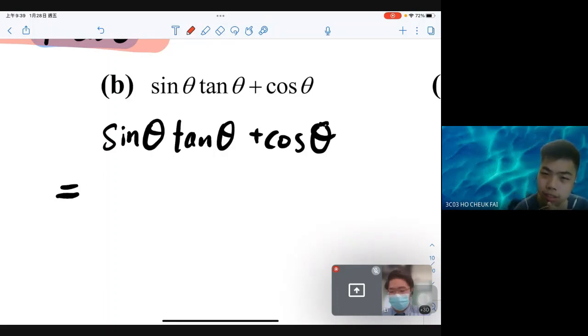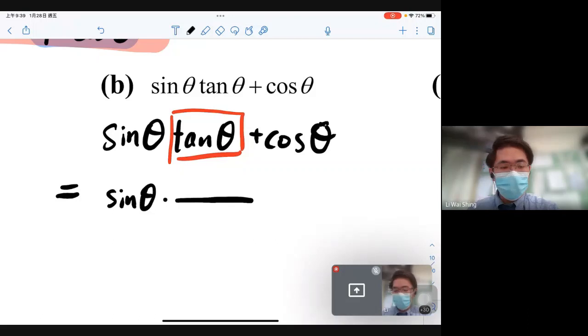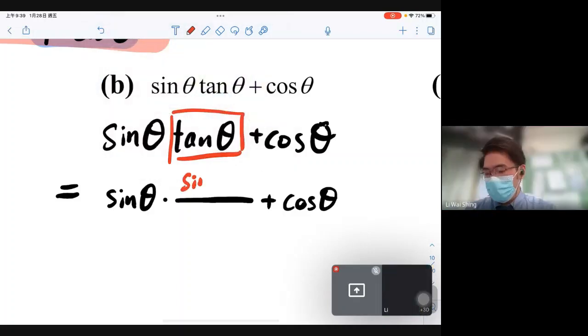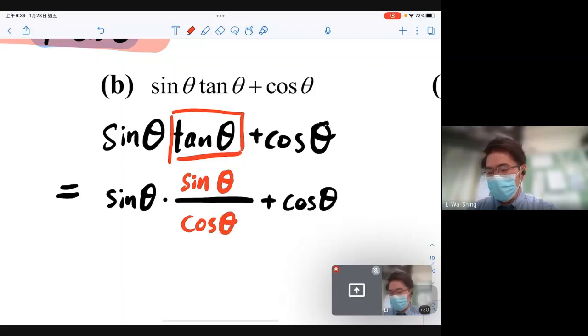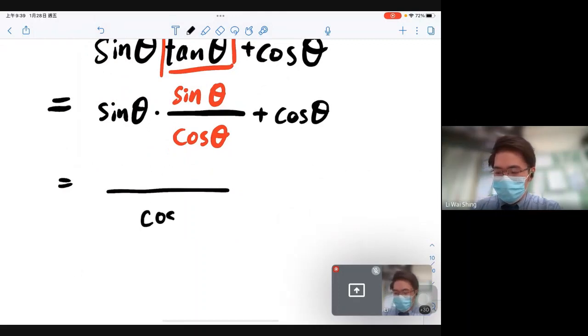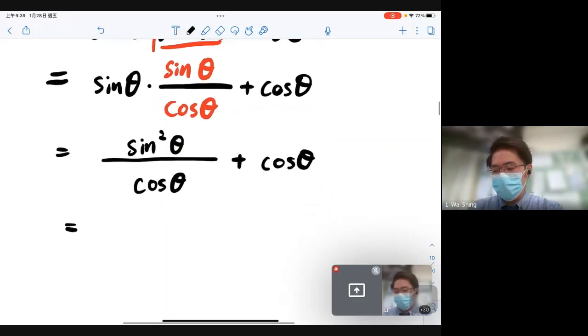Sine and tangent. Tangent. Okay, so tangent theta, how would you change it into a fraction? Tangent theta equals what over what? Sine over cosine. Yes, very good. Sine theta over cosine theta. You give me a very good step. So next step, let's combine it. I have sine square theta here plus cosine theta. All right, so what should be the next step? Felix, continue. Any ideas?